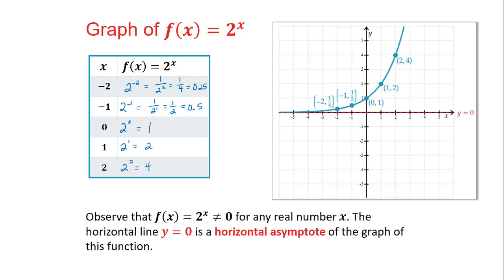So when we plot these on a coordinate system, we can plot 2, 4, 1, 2, 0, 1, -1, 1/2, -2, 1/4. So observe that 2 to the x is never equal to 0. It doesn't matter what value of x I substitute into this function, I will never get 0. And we can see that graphically because we have this horizontal asymptote at the x-axis or at y equals 0. And so one characteristic of the graph of an exponential function is that it will have this horizontal asymptote at the value at which it cannot cross, and the value at which all the other y values are larger than.